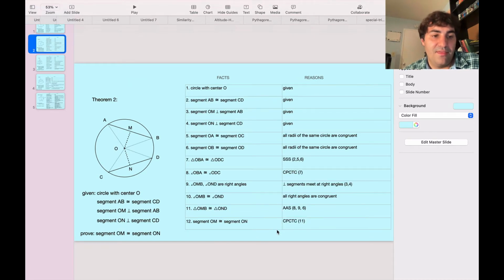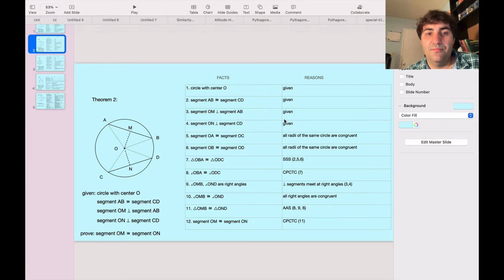Okay, theorem 2, in a circle of center O, segment AB is congruent to segment CD. Segment OM is perpendicular to segment AB, and segment ON is perpendicular to segment CD. Prove that segment OM is congruent to segment ON. So here we're given 2 chords in the same circle are congruent, and we want to prove that they're both equidistant from the center of the circle.